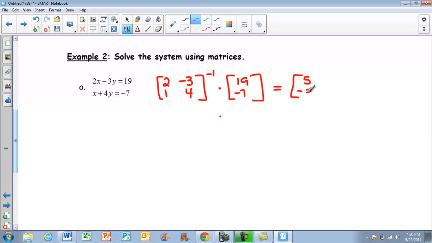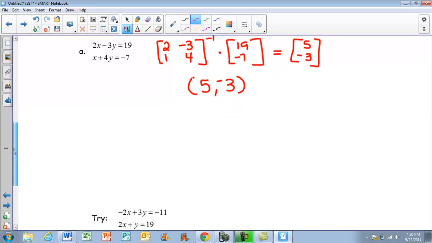5, -3. Now remember, when you're solving systems, you want them to be written as ordered pairs. So your answer here is 5, -3. So that's how we solve the system there. Now you guys are going to pause again and try this next one.